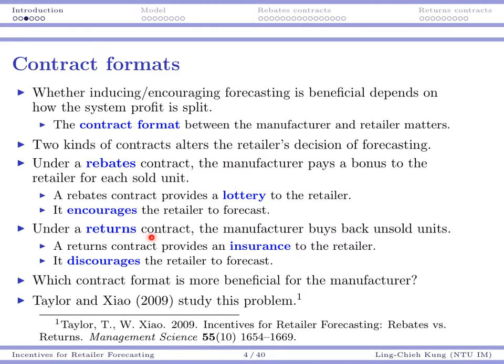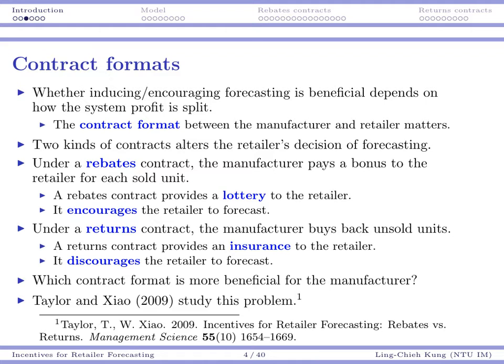On the other hand, if we offer a return contract, then the manufacturer will buy back unsold units, and that means the manufacturer offers an insurance to the retailer, and obviously the retailer will have some incentive not to do forecasting. Okay, so it's interesting to compare these two contracts in this demand forecasting problem, in terms of how these two kinds of contracts affect the retailer's decision and which one is better than the other in general. Okay, so the manufacturer's problem may be which contract format is more beneficial, and for example, may maximize the manufacturer's expected profit.